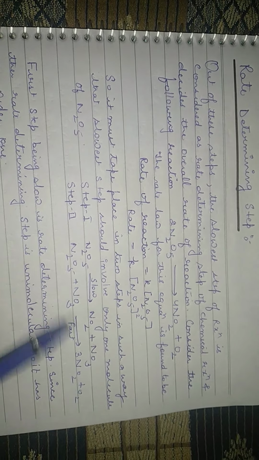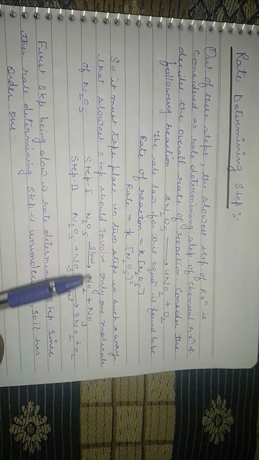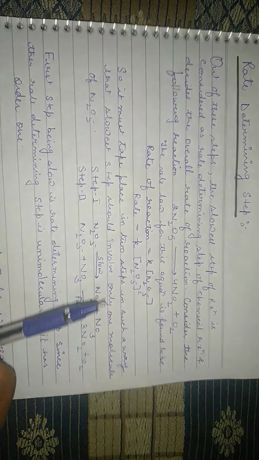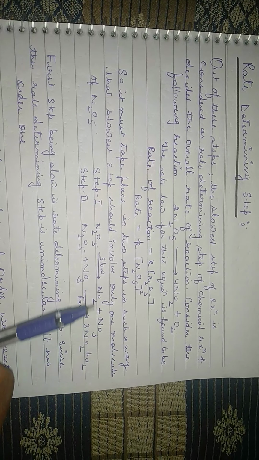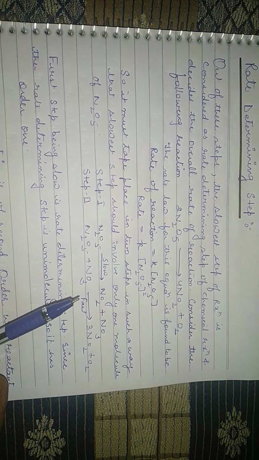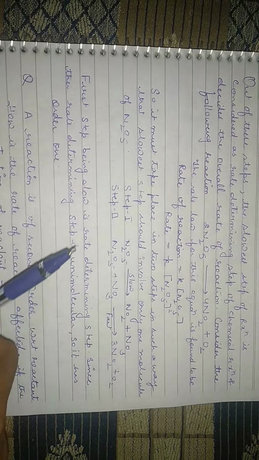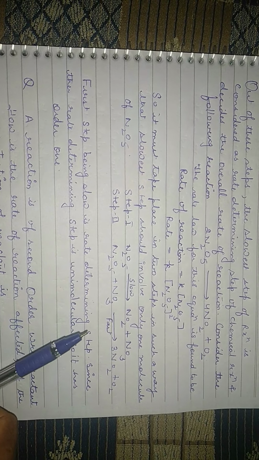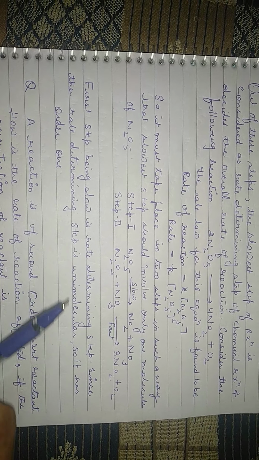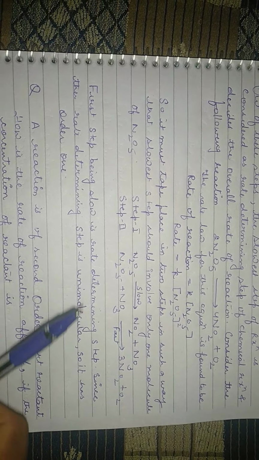So it must take place in 2 steps in such a way that the slowest step involves only 1 molecule of N2O5. So the first step would be slow and the second step would be fast. The first step, being slow, is the rate determining step. Since the rate determining step is unimolecular, it has order 1.